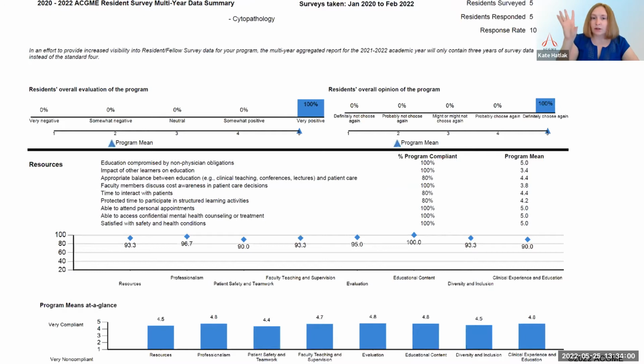But again, how they calculate the compliance and the mean, that's all the same. You don't get the comparisons to the national because now you're looking at 3 years of data, and that's a little bit of a different moving target.